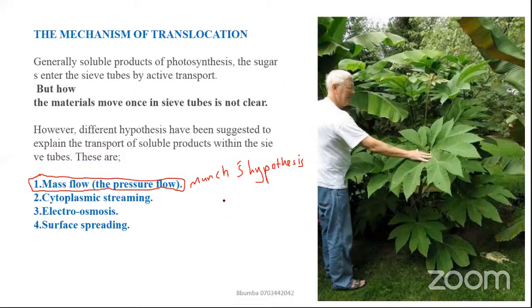So how do materials move once in the sieve tubes? If you still remember the structure of the phloem, when I talk of the sieve tube element, you should be with me at this moment. Different hypotheses have been suggested to explain the transport of soluble products within the sieve tubes. These are the mass flow hypothesis, cytoplasmic streaming, electro-osmosis, and surface spreading. For today's lesson, we are basing it mainly on the mass flow hypothesis.